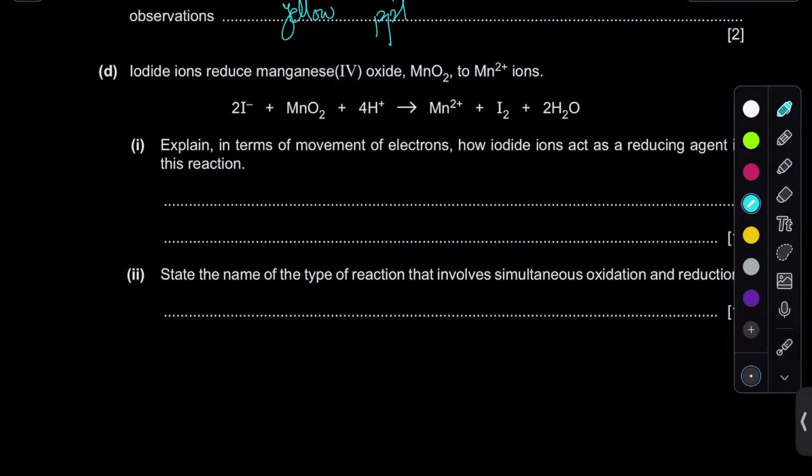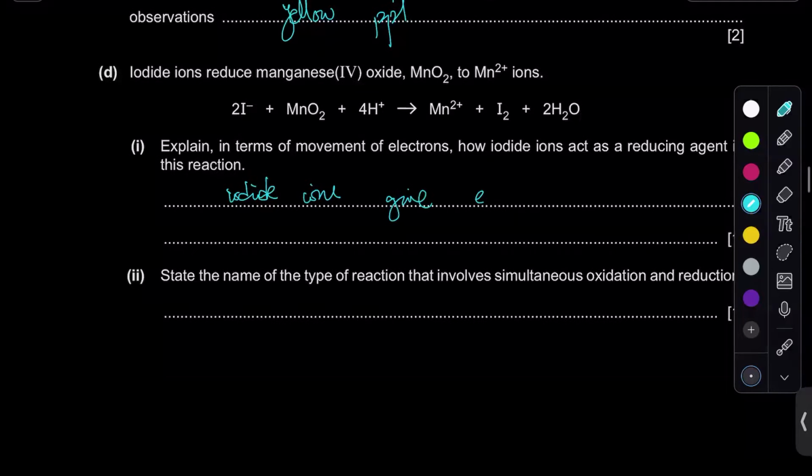So we'll say that iodide ions give electrons or donate electrons to, who are they giving them to, this one, Mn in MnO2, because they reduce it. How do I know?